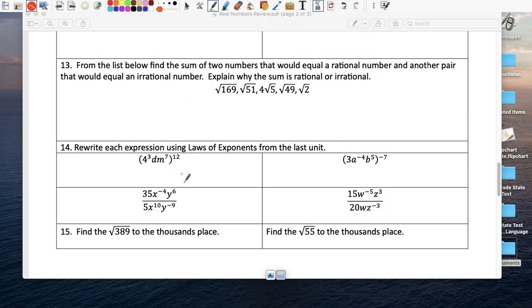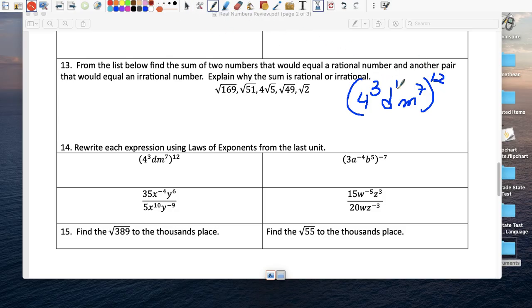Next one, the laws of exponents. You're going to have 2 questions on this. Kindly just revisit. So let me do the first one. 4 to the 3rd power d. And right off the bat, the first thing you should do is put an exponent of 1 so you don't forget that there's an exponent of 1. m to the 7. All that raised to the 12th power.